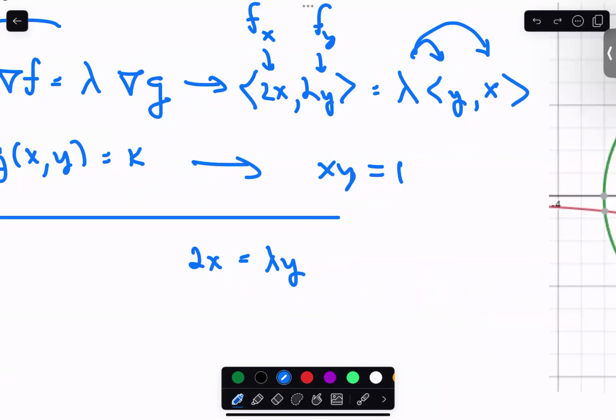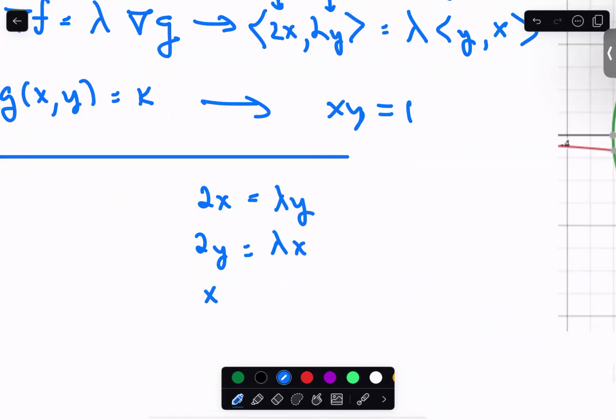My second equation is that I'd like my second components to be the same, right? Or my y components. So this would be 2y is equal to lambda x. And then finally, I have x times y should be equal to 1. So these are my 3 equations, and my 3 unknowns are x's, y's, and lambdas. And this is what I want to solve to try to find, hopefully, mins and maxes.